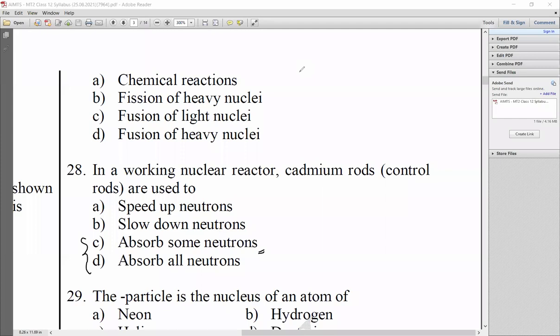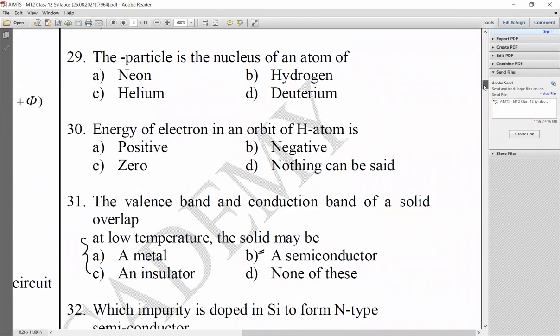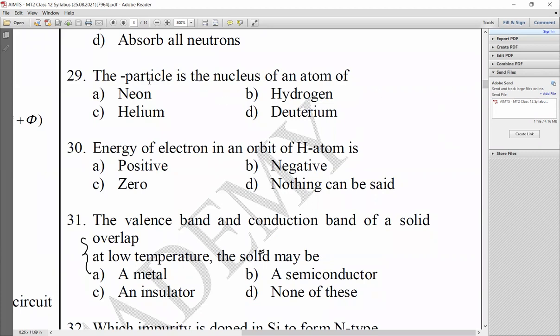Next, 29. The particle is the nucleus of an atom of. Actually, there is a printing mistake here. It is an alpha particle. Alpha particle is the nucleus of a helium atom. What is alpha particle? Helium 2+, this is 2,4. Energy of electron in an orbit of hydrogen atom is always negative. Total energy is always negative. Total energy is negative of kinetic energy.